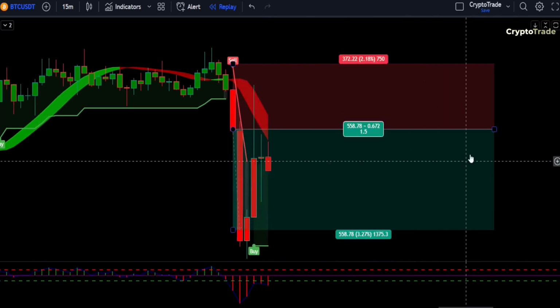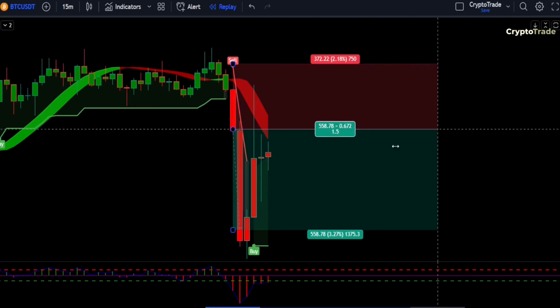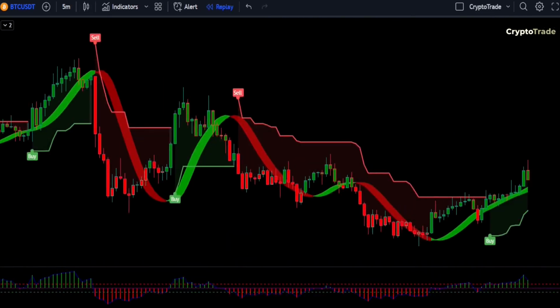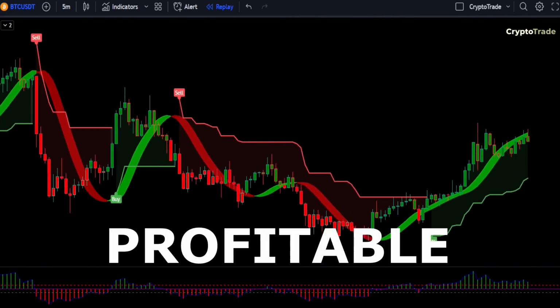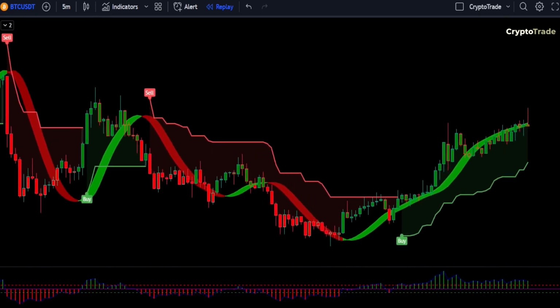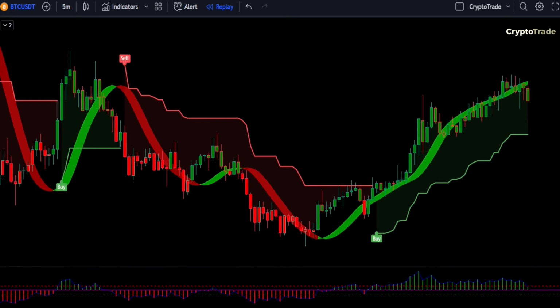The market has reached the target and the trade has been closed with profit. As you can see, this strategy is quite simple to follow, but very profitable. If you are interested in having very positive results, use this proposed strategy.